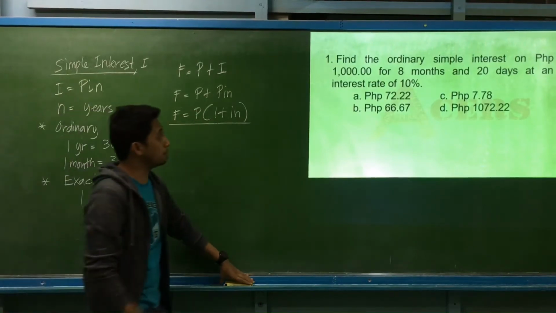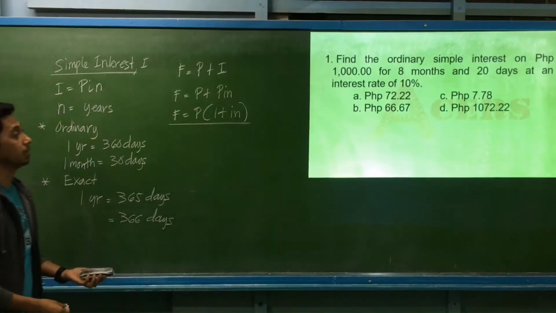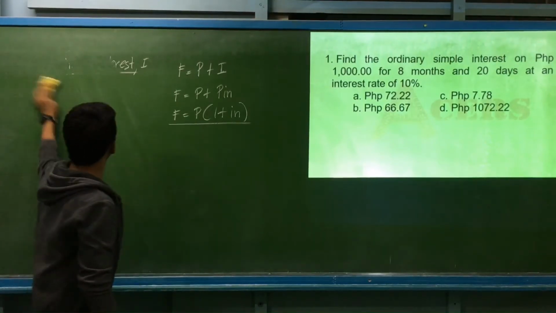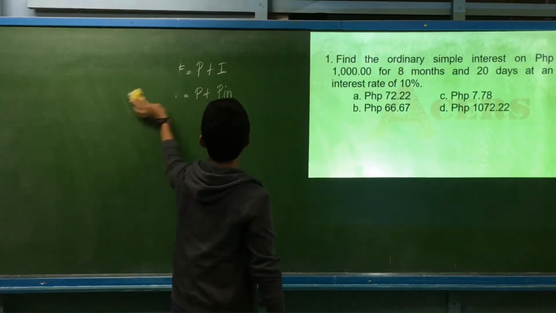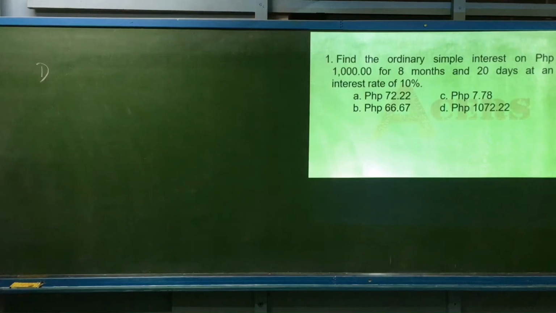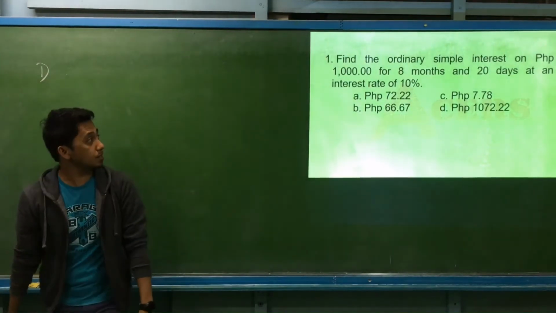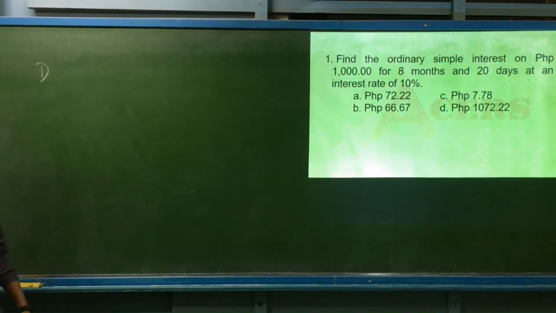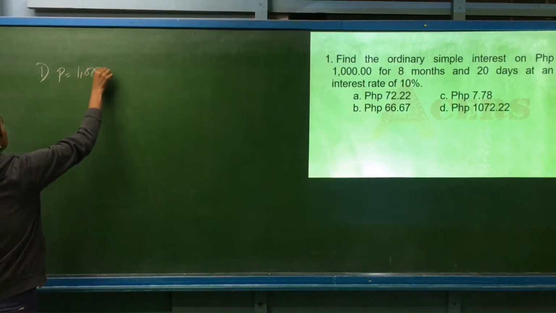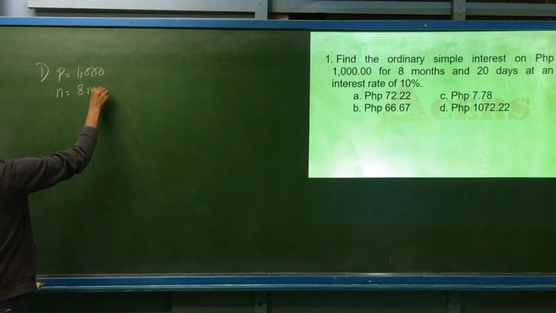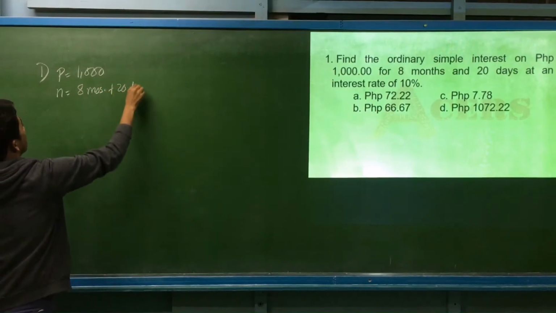Let's have an example. First, ordinary simple interest. Find the ordinary simple interest of 1,000 pesos for 8 months and 20 days at an interest rate of 10%. We have the present amount equal to 1,000. The number of interest periods is 8 months plus 20 days.